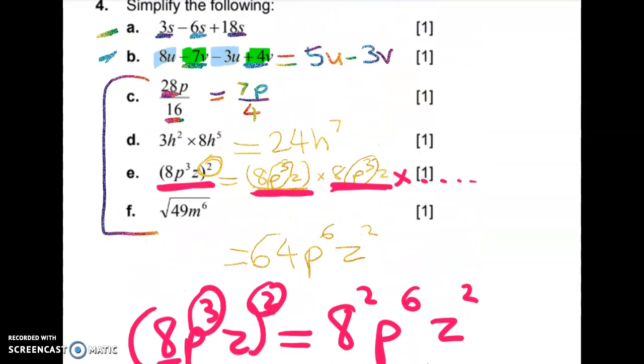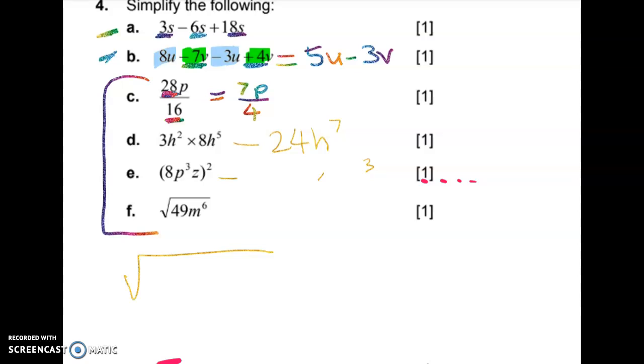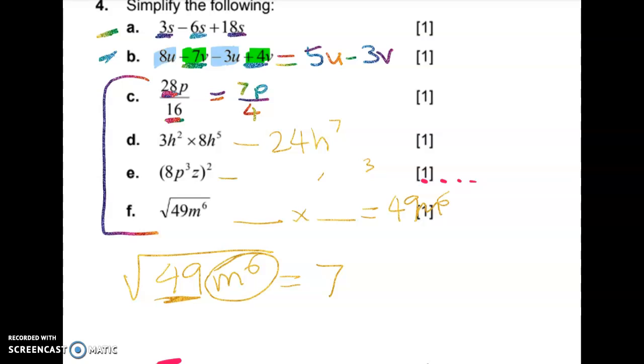The last one is looking for a square root, right? And it's the square root of 49 m to the power of 6. And we want to end up with something. The answer is going to be what times what is going to get me back to 49 m to the power of 6. So I take the square root of 49 and I get 7. And instead of, what do I want here? Well, I don't want the square root of 6. I want m to the power of 3.